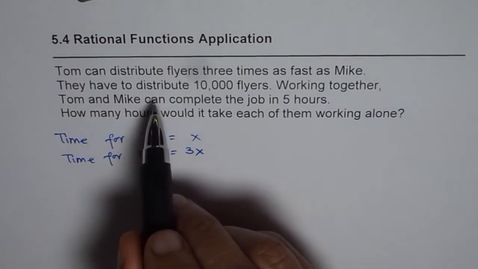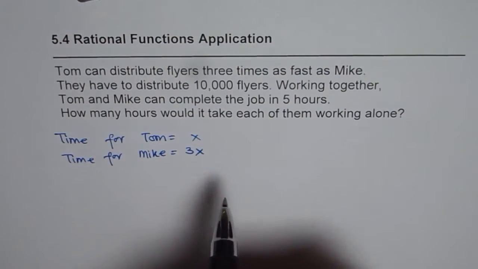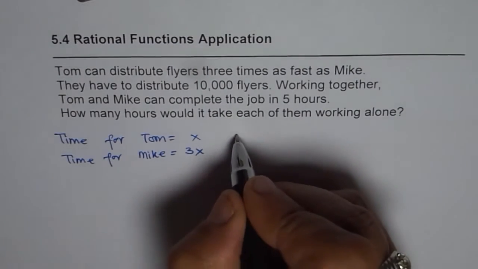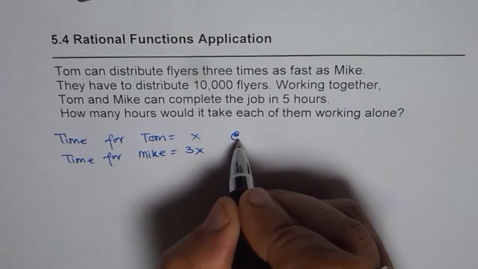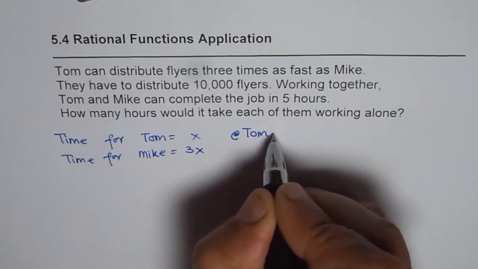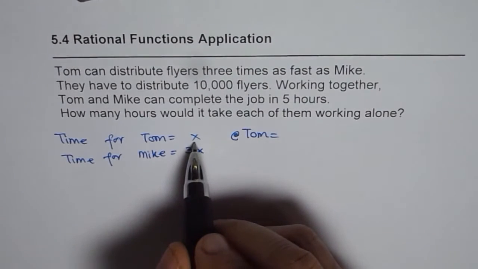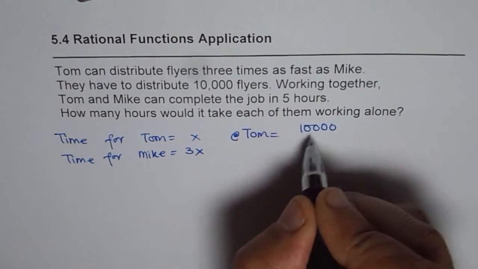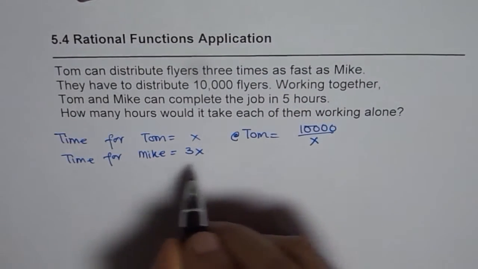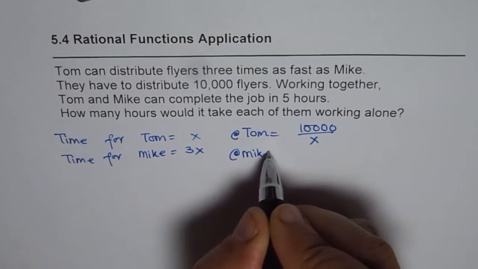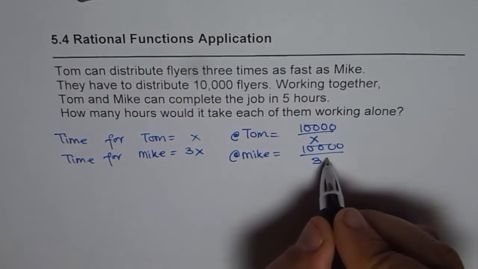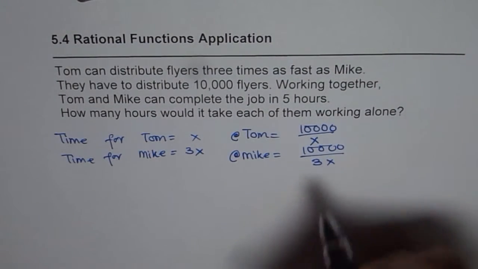Now the job to be done is to distribute 10,000 flyers. So total number of flyers is 10,000. If 10,000 is distributed by Tom, then what is the rate at which Tom is distributing? Let's call this the rate for Tom. Rate for Tom is 10,000 flyers in x hours. For Mike, the rate is 10,000, the total number of flyers being distributed, in 3x hours. So that is the rate of each.